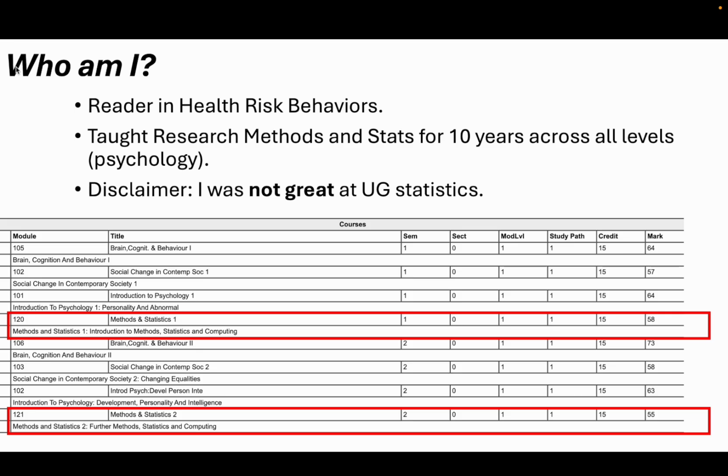A disclaimer I often use when opening my undergrad courses is that I, at undergrad, was just not good at stats. You can see my transcript here from my first year undergrad course, and my two worst marks were in research methods and statistics 1 and 2. I averaged around a 2-2 in those modules, and I honestly didn't get much better in second year. I did not become particularly competent at research methods and statistics until PhD level.